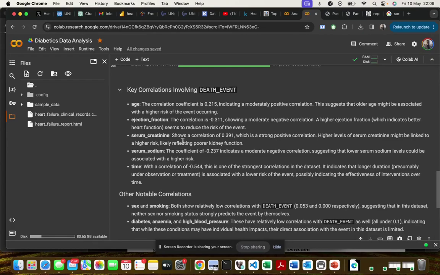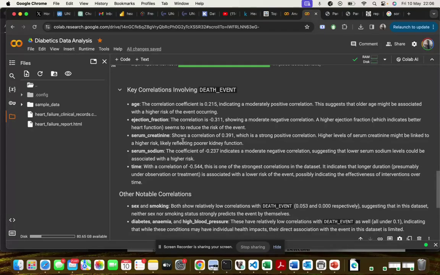Ejection fraction, this one always indicates a better heart function. It has a negative correlation, so it's in the opposite sense. So there's a reduced risk of you dying if you have a better heart function.